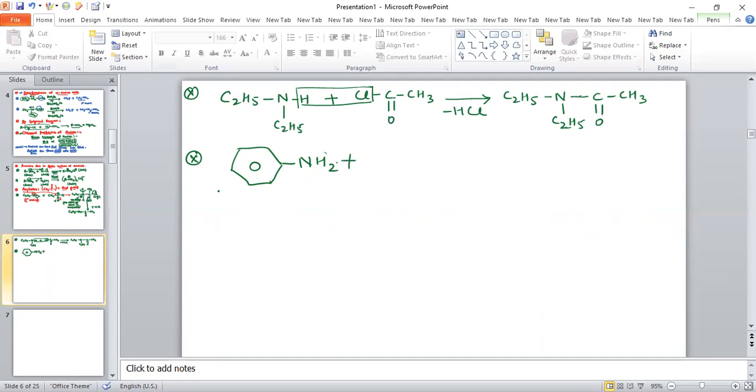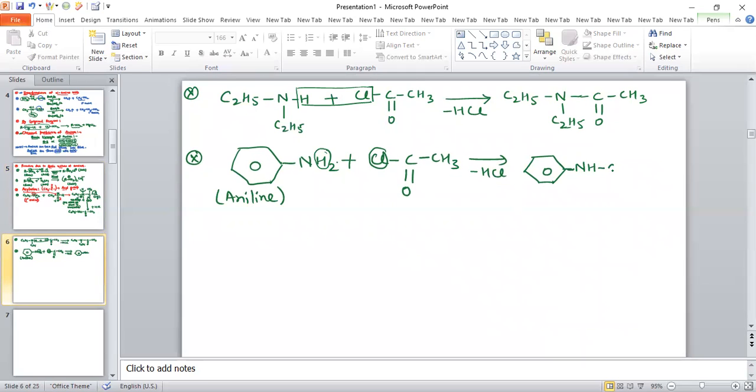So the reaction of aniline with ethanoyl chloride. You can write ethanoyl chloride in this way: Cl, C double bond O, CH3. So what happens in this case? This H will be removed, and this Cl will be removed. So after removal of HCl, you can see the product obtained will be like this. This is NH, and on this nitrogen there is C double bond O, and there is CH3. So this product is obtained.